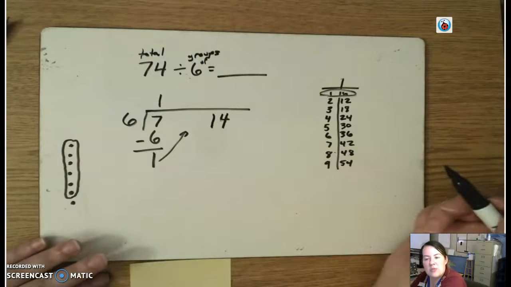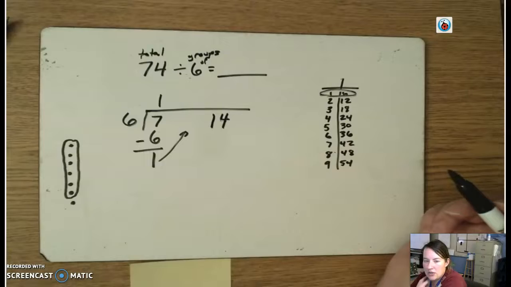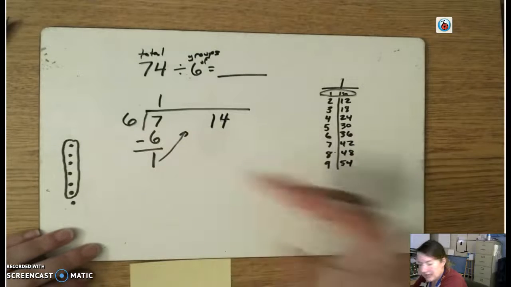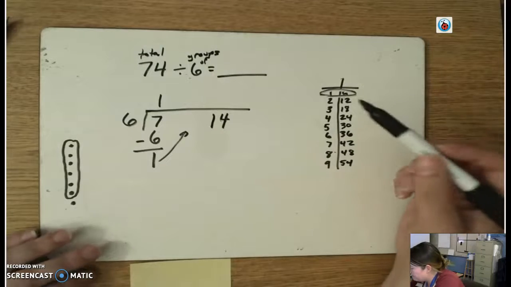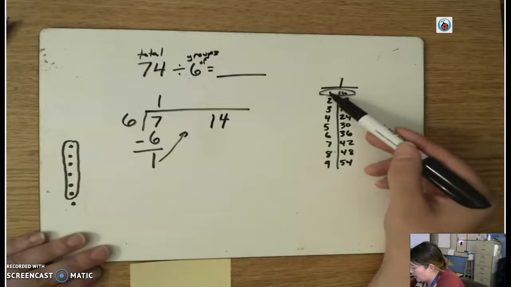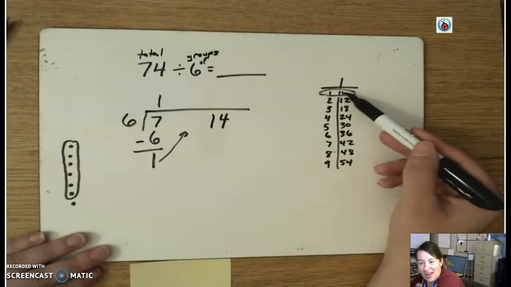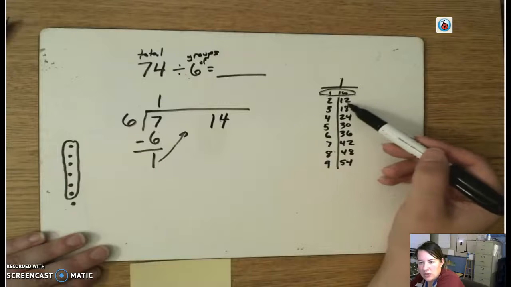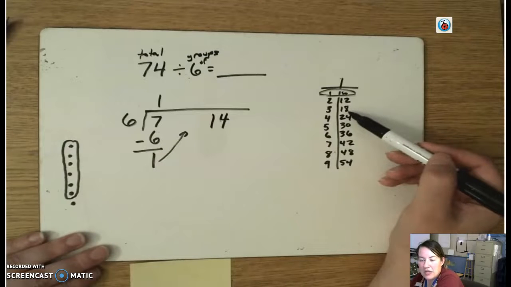Well, how many groups of 6 could I make if I had 14 pieces? If you need to use the manipulatives on the website, do that. Count out 14 pieces and see how many groups of 6 you can make. But I'm going to use my multiplication chart here to figure that out. Well, could I make 1 group of 6? Yeah, that would only cost 6 pieces. Okay, how about 2 groups of 6? That's 12. Do I have enough for 2 groups of 6? Yes, I do. How about 3 groups of 6? Do I have enough for 3 groups of 6?